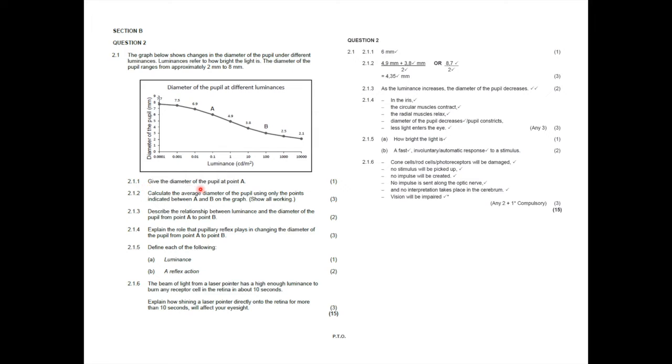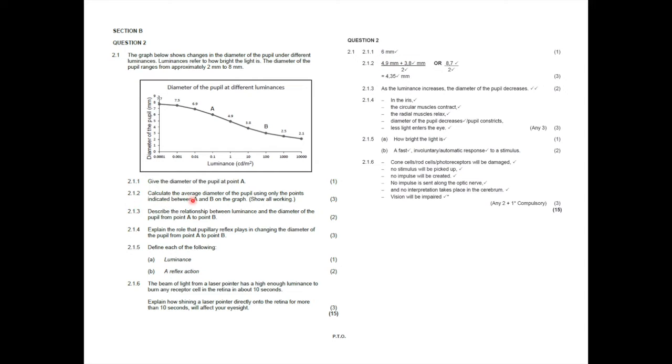2.1.1. Get the diameter of the pupil at point A. So here is point A. They want the diameter, so with your ruler, carefully, you measure and it looks like it's 6 mm. But I still remember when we marked this paper, after the addendum was received, we accepted 6 mm to 6.2 mm.